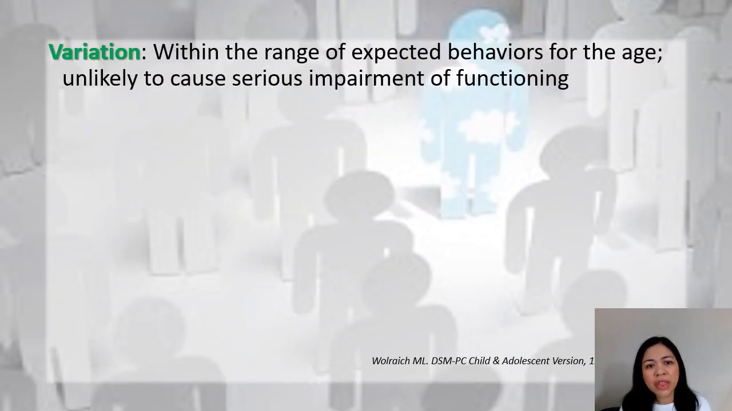Variation is within the range of expected behaviors for the age and is unlikely to cause serious impairment of functioning. An example of a normal variation is a child's preference for play. So most kids under the age of 8 or maybe a little bit older would like to play a lot, and when they play, they can be quite hyperactive. So that's not necessarily a problem or a disorder.